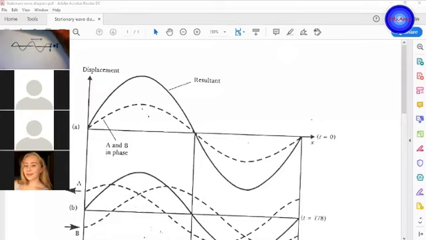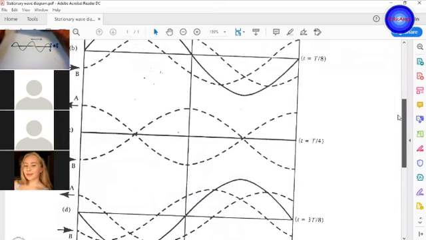Where can you go to C on that document? Can you go to C? Example C. This one going down here. This one. Yeah, C.